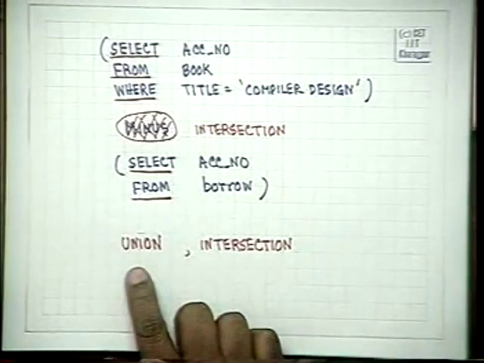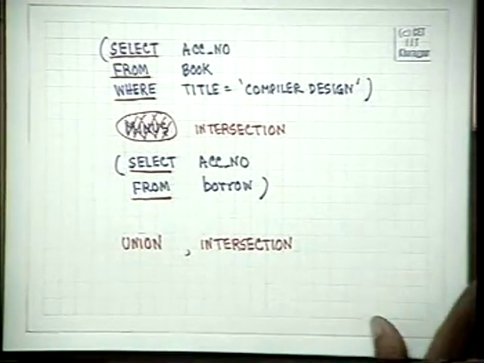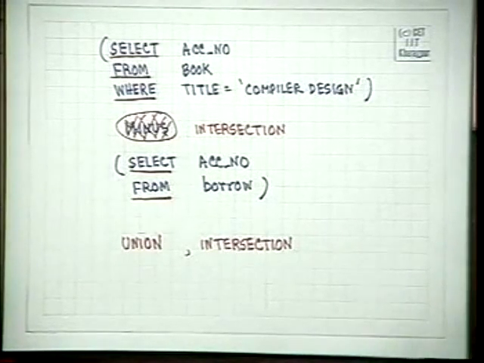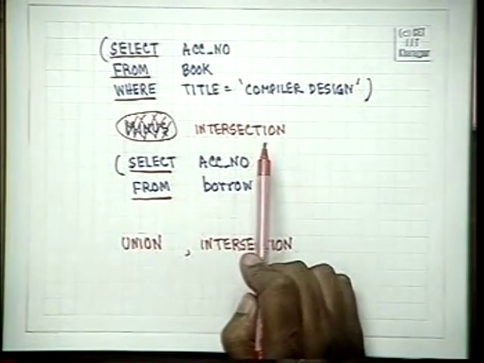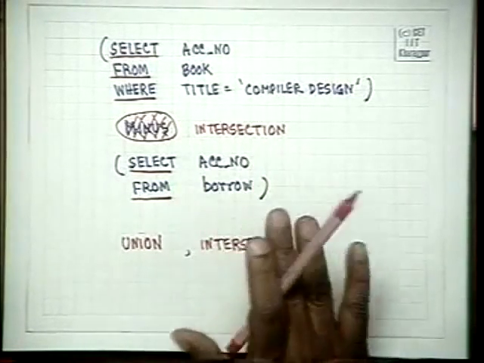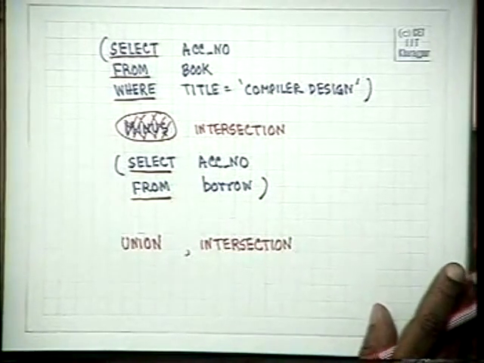You can also put in the union operation. The intersection is the set intersection operation, it is not the AND operation. In set it is the intersection operation. AND is an operation which is available for true and false, Boolean expressions.